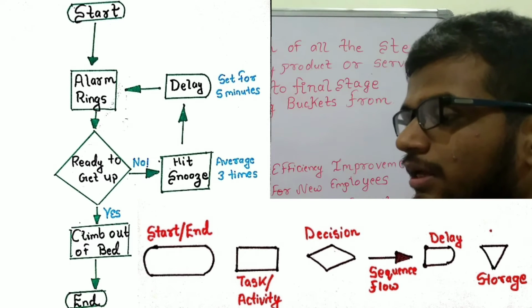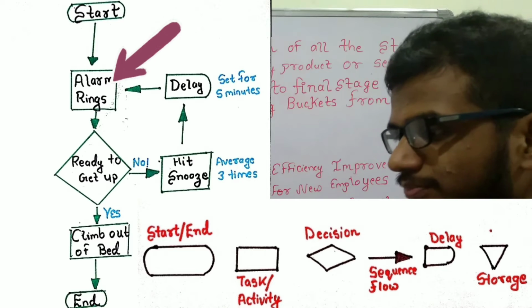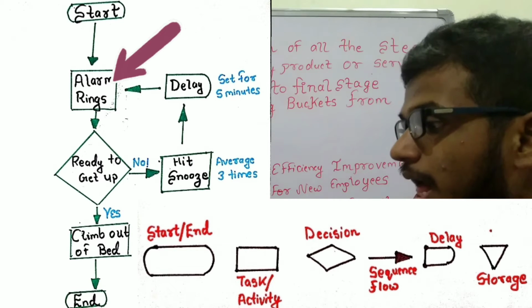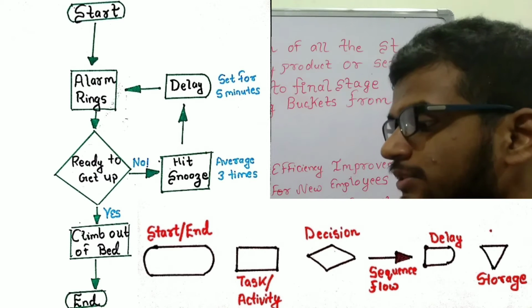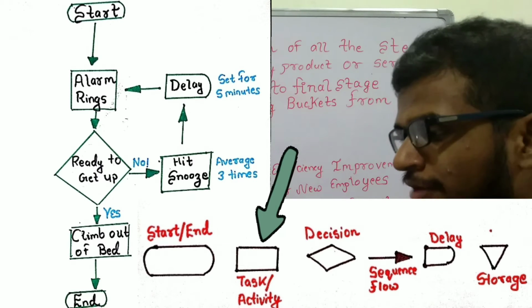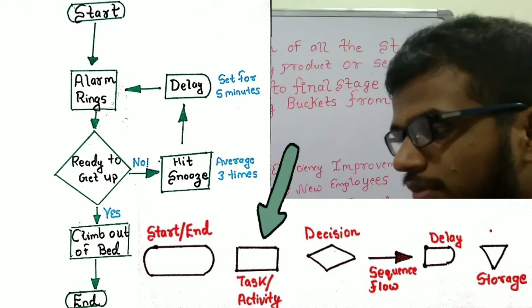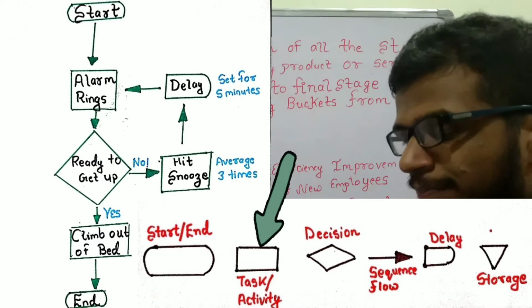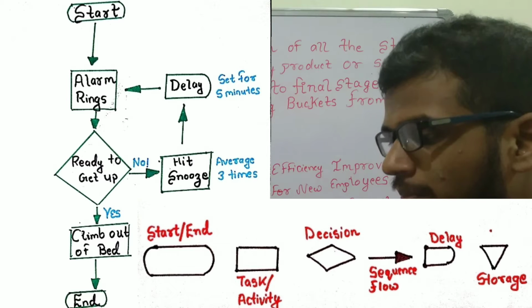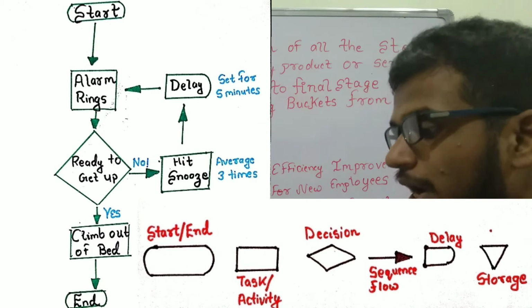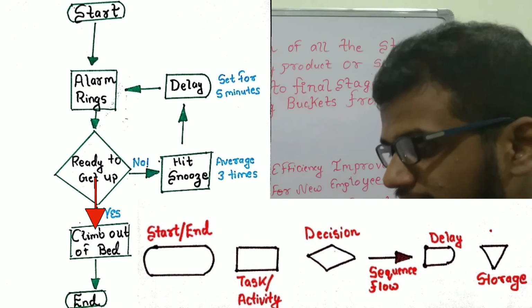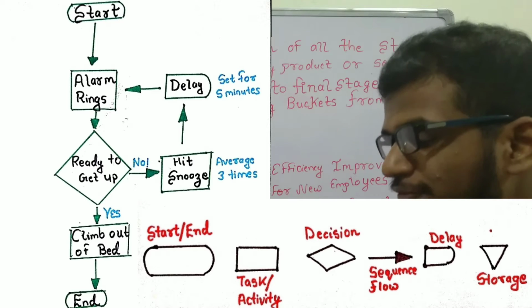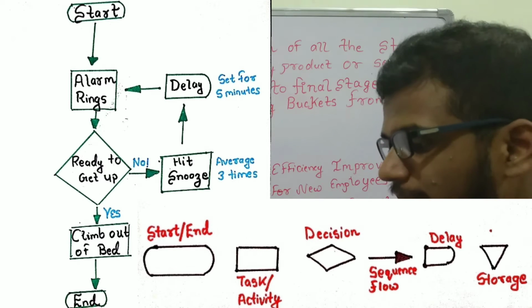Then after start, the alarm rings. So any task or activity is denoted within a perfect rectangle. Ringing of an alarm is an activity. Then after ringing of the alarm, we come to a decision, ready to get up. It is a decision. So if our decision is yes, we then climb out of bed, which is again an activity. An activity is represented in a perfect rectangle.